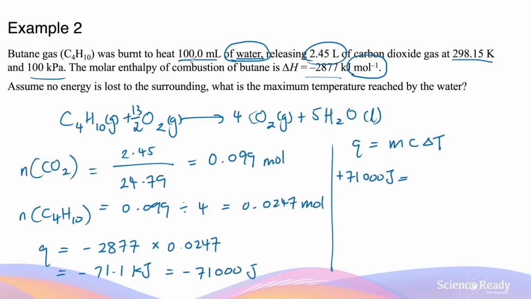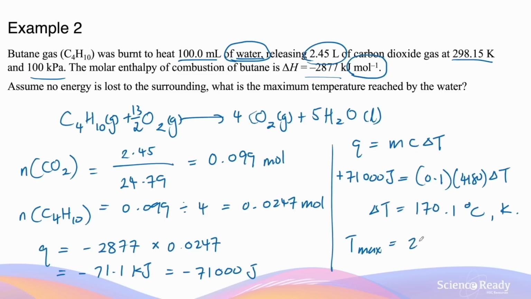And the mass is of the water that you're heating, which will be 100 grams, given that the density of water is 1 gram for every 1 milliliter. So the mass here will be 0.1 kilograms. And the specific heat capacity of water is 4,180, and the change in temperature is what we're trying to calculate. This gives a final answer of 170.1 degrees Celsius or kelvins. So the maximum temperature will be 25 degrees plus 170.1, and that gives you a final answer of 195.1 degrees Celsius. We can round this to 3 significant figures.